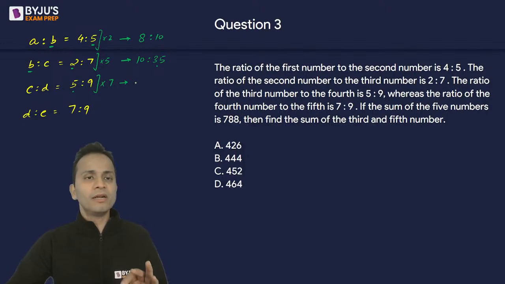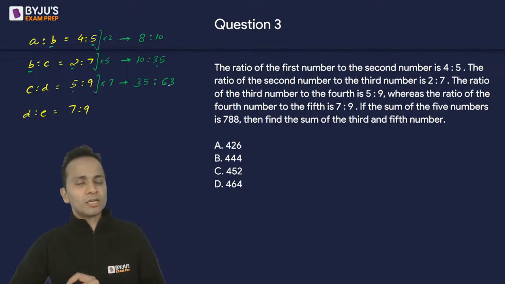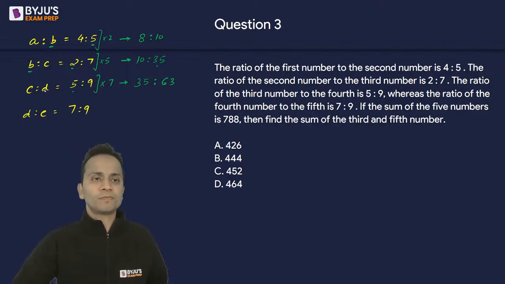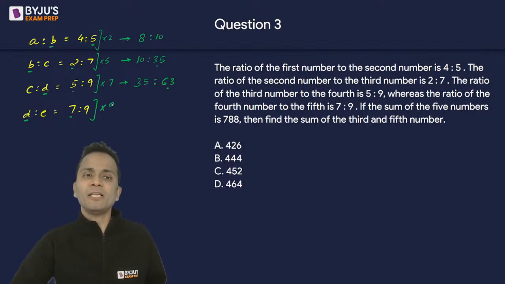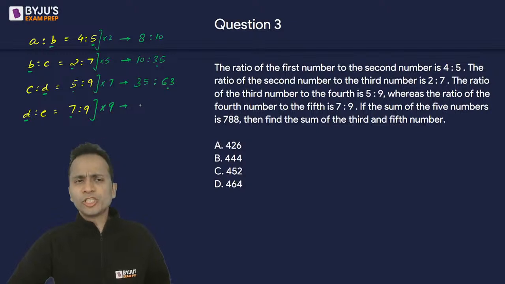So multiply the third ratio by 7, it will become 35 is to 9 into 7 is 63. Now look at the third ratio and the fourth ratio and the value of B. Here I have 63 and here I have 7. Which number should I multiply by 7 to make it 63? I can multiply it by 9. So the last ratio when multiplied by 9 will give me 63 is to 81.